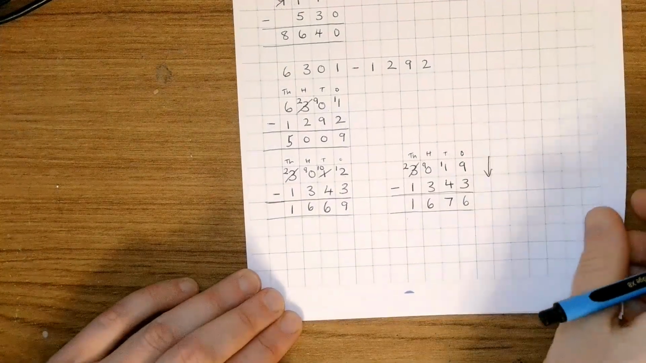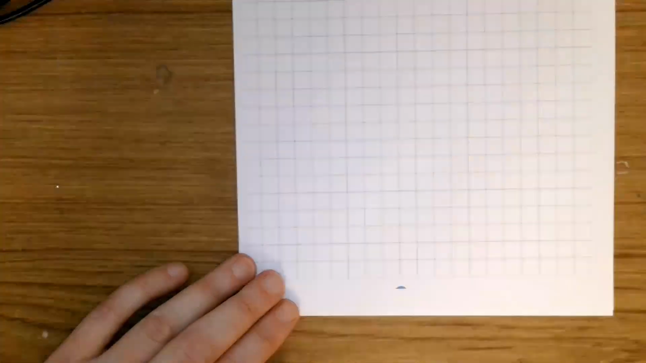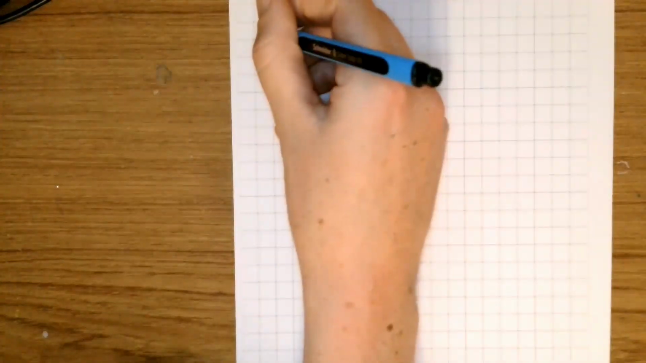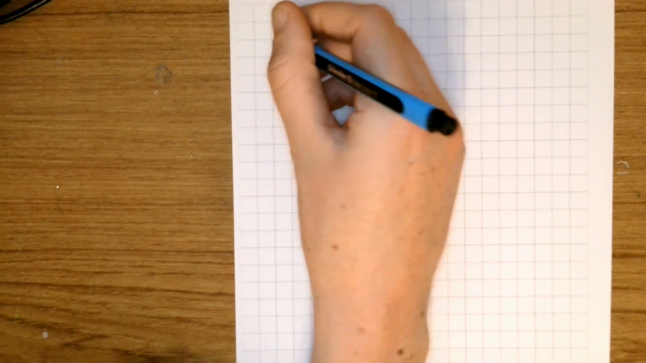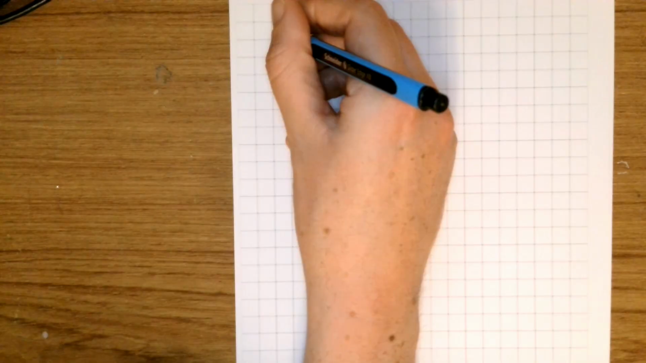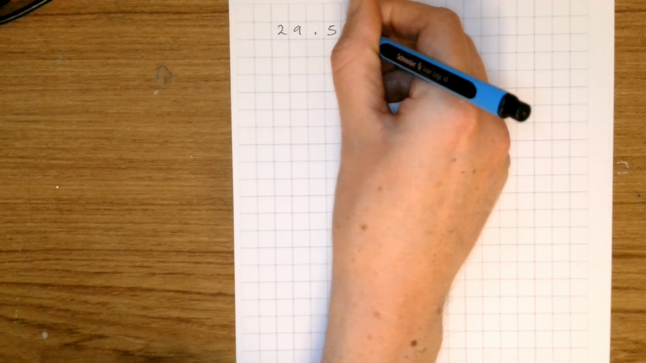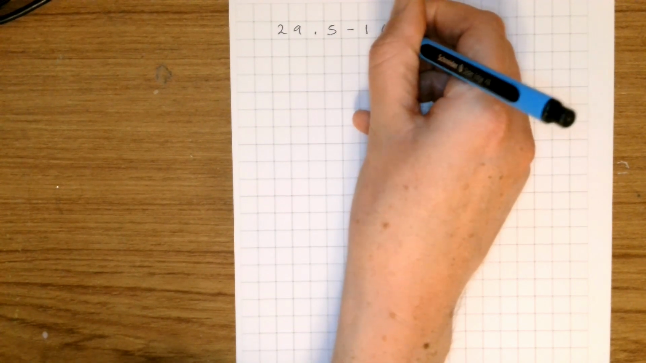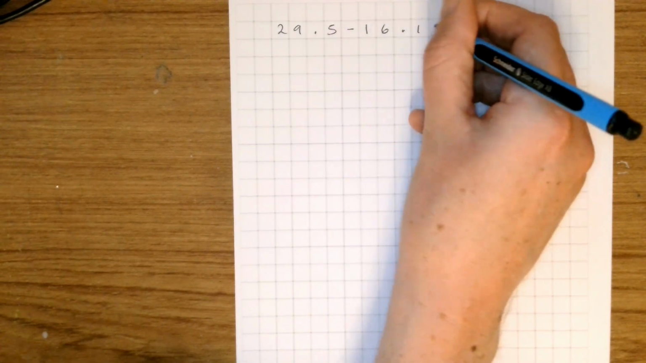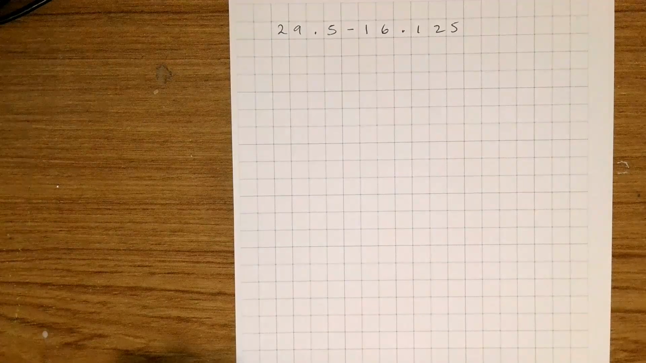The last couple of questions I want to share with you is, set my piece of paper up again, there it is. When we've got decimal places in subtractions, and also we've got different values as well. So the question we're going to start on is we're going to do 29.5 subtract 16.125. So that's the question we're going to do first.